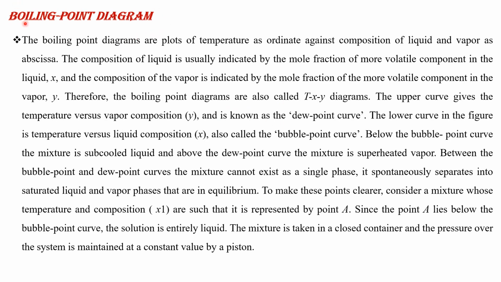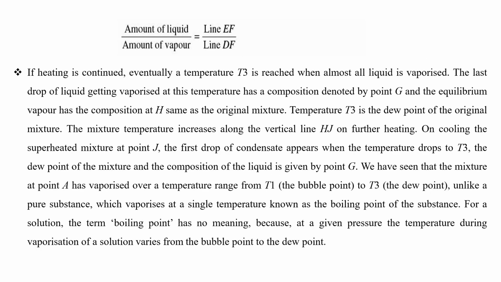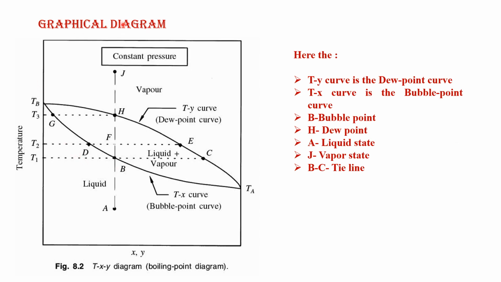As I said before, the boiling point diagram is also known as the TXY diagram, that is, the temperature composition diagram. Here we are going to plot a graph between temperature and the composition of liquid and vapor, that is, temperature versus XY curve. Here the temperature is placed on the y-axis and the composition is placed on the x-axis. From the graph we get two curves, the upper curve, the dew point curve, and the lower curve, the bubble point curve. These points are clearly explained in the graph. And this is the graphical representation for the boiling point diagram.